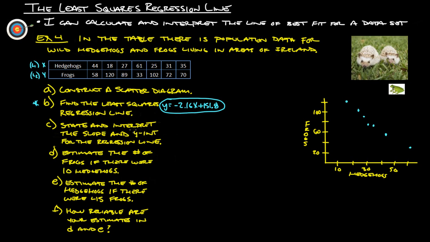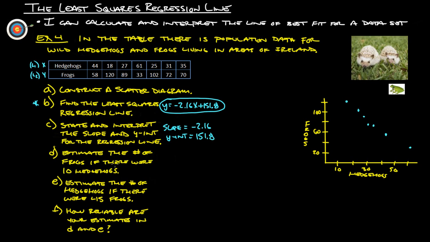Okay, so the slope is negative 2.16, and then the y-intercept is going to be this 151.8, because if you plug in 0 for x, that will go away, and we're left with 151.8 as our y-intercept.